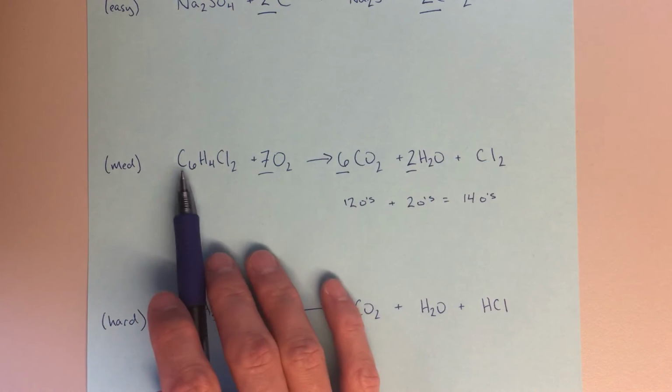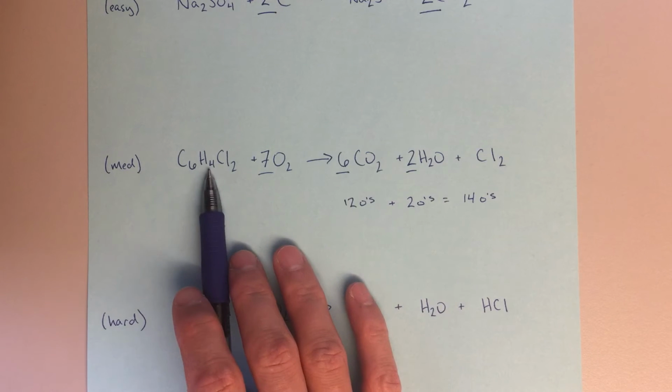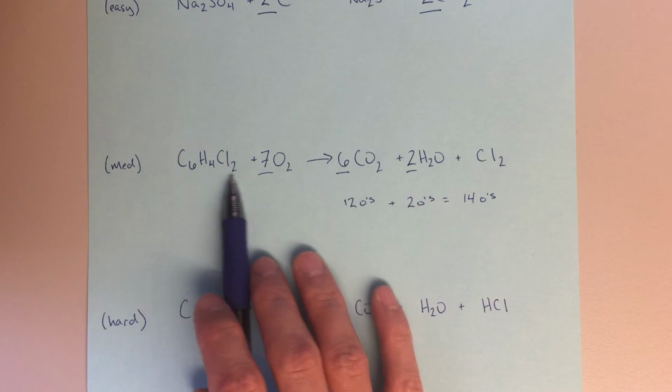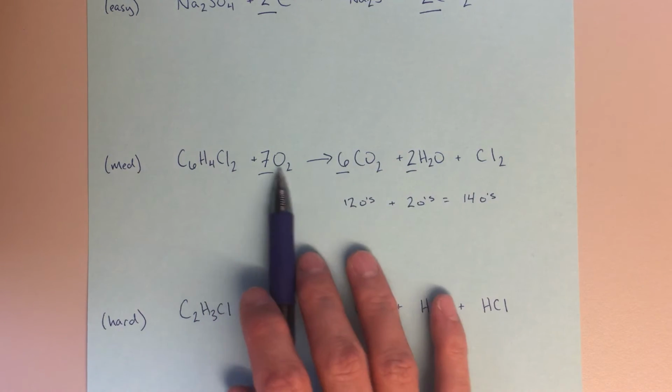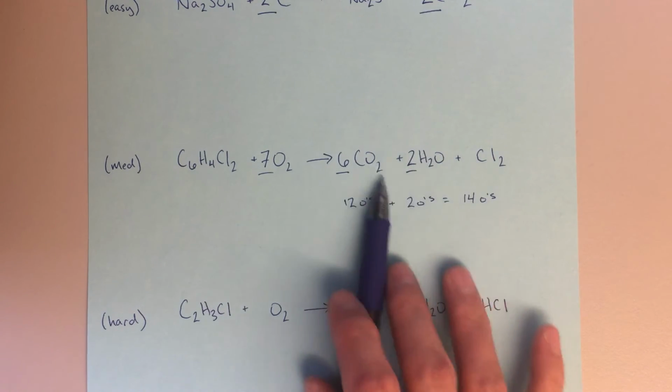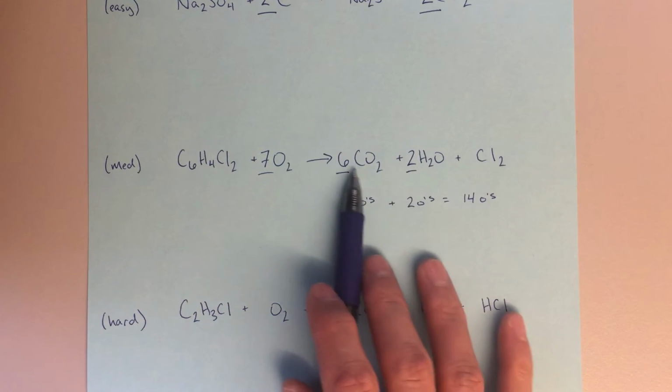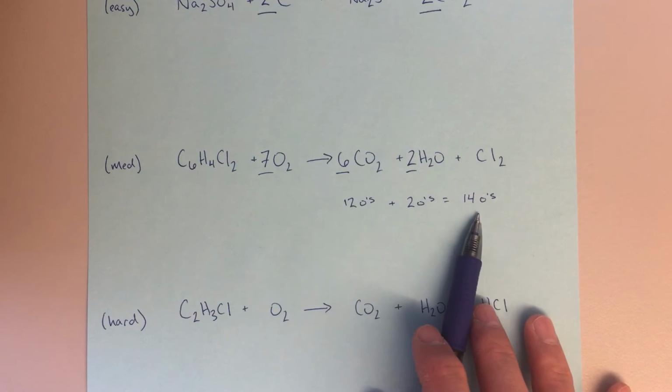We can just do a quick check. 6 carbons, 4 hydrogens, 4 hydrogens, 2 chlorines, 2 chlorines, and then in total, 14 oxygens on this side, 12 here, 2 here equals 14.